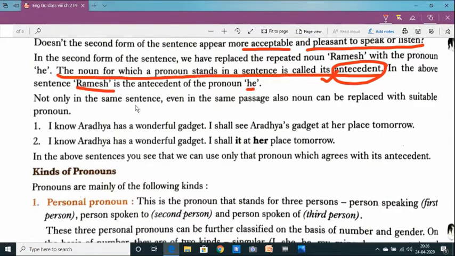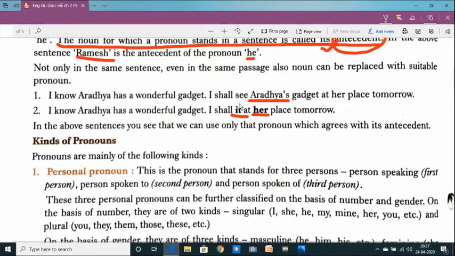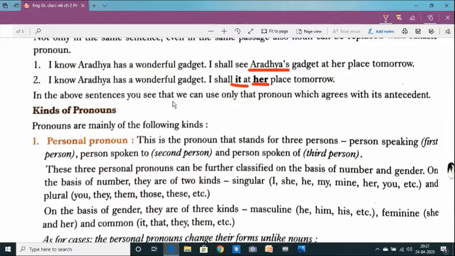Not only in the same sentence, even in the same passage, a noun can be replaced with a suitable pronoun. In sentence 1: I know Aradhya has a wonderful gadget. I shall see Aradhya's gadget at her place tomorrow. Here, Aradhya has come 2 times. The words it and her, which are bold in your book, are used in place of the gadget, it, and Aradhya, her. In the above sentences, you see that we can use only the pronoun which agrees with its antecedent.